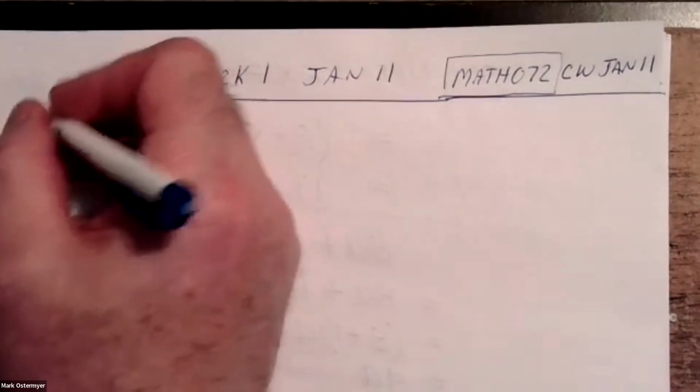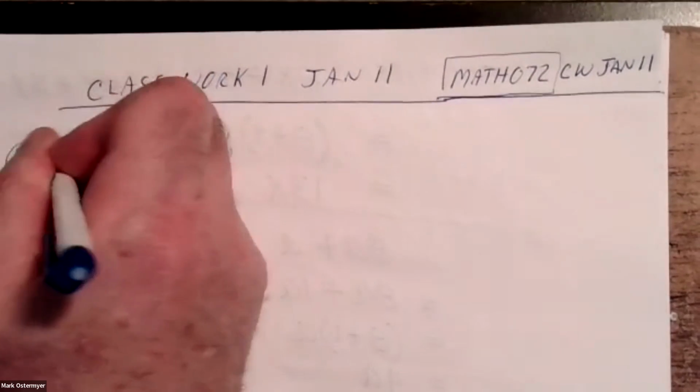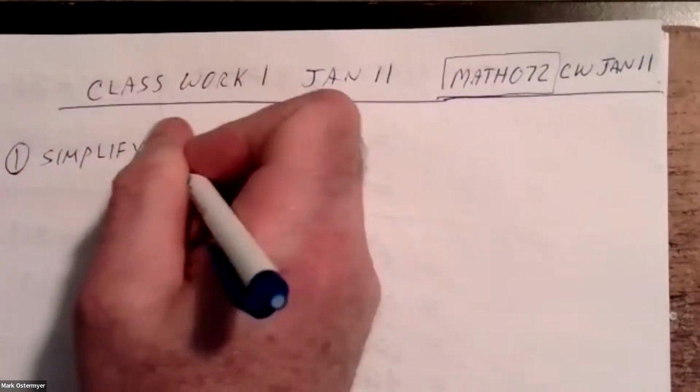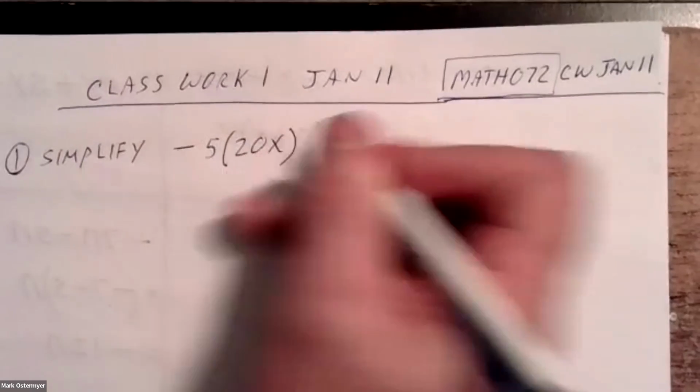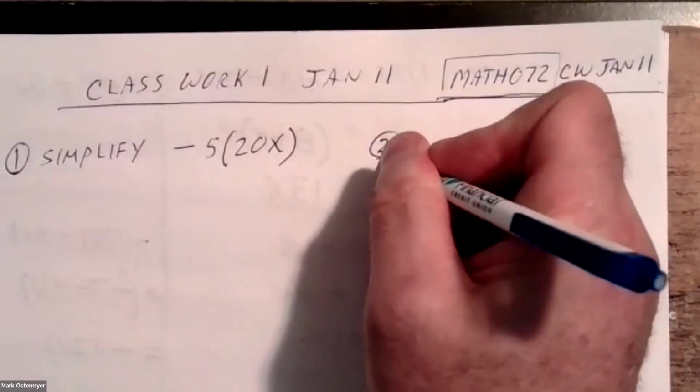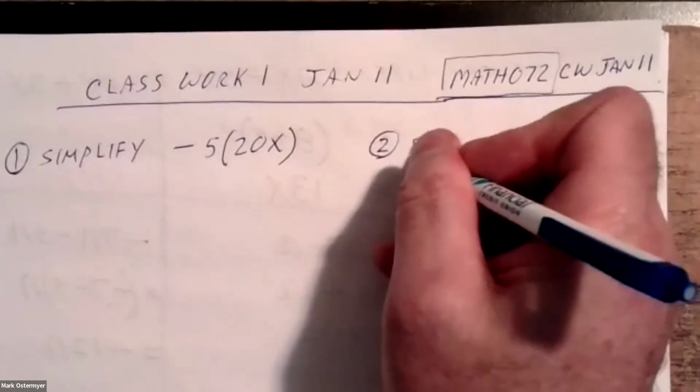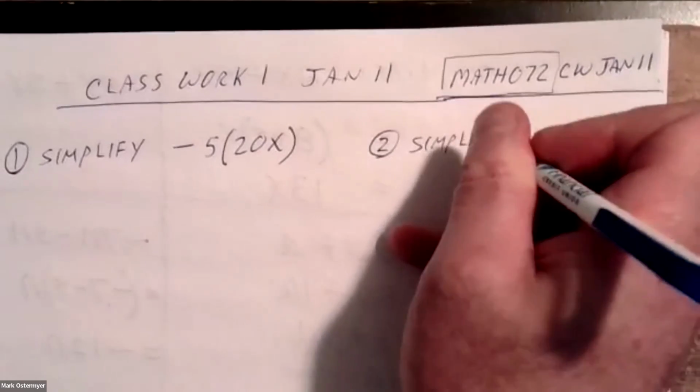All right. Anyways, here's a couple of problems I want you to do. Problem number 1, I would like you to try to simplify negative 5 times 20x. Try to simplify that algebraic expression. Number 2, I would like you to try to simplify this one.